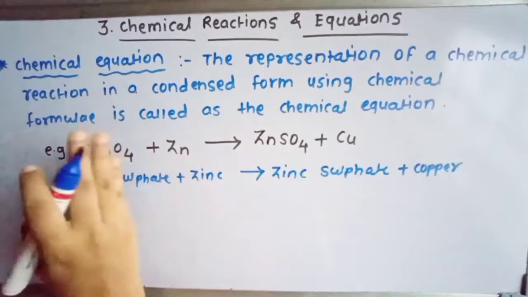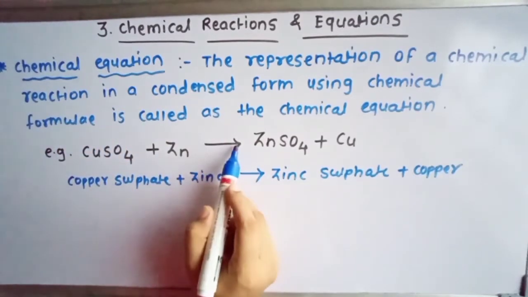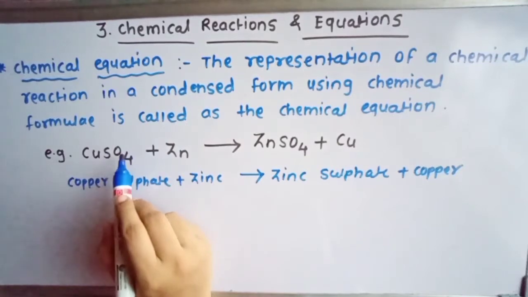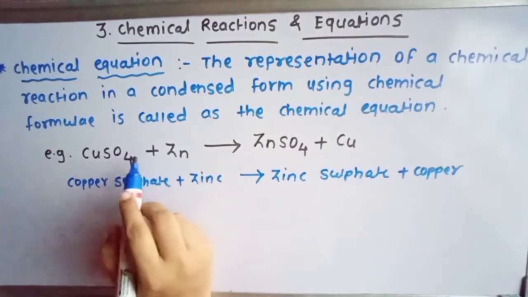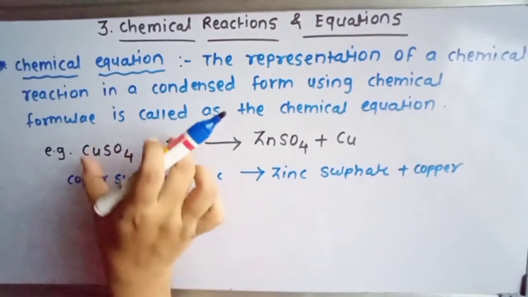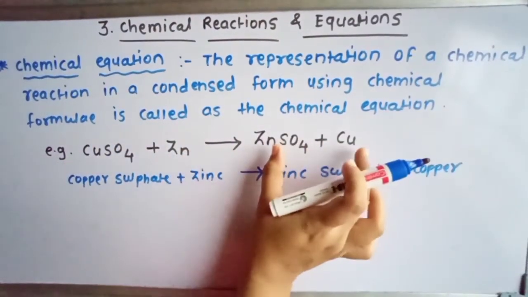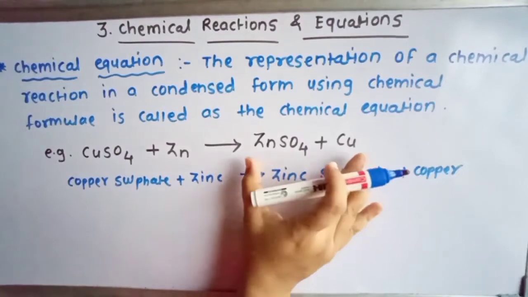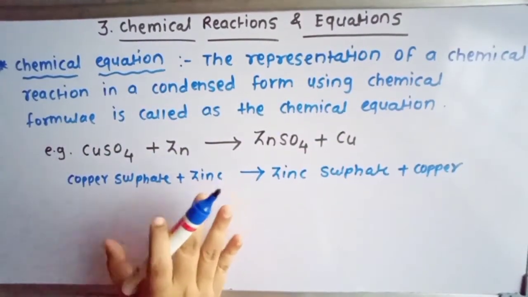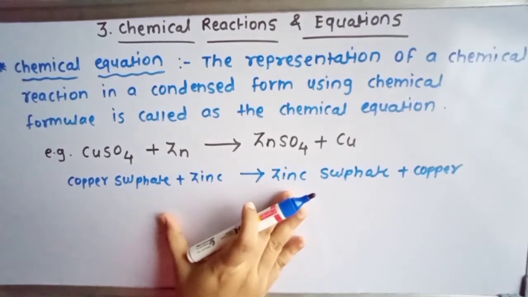Okay, and you have already studied this arrow mark. On the left side of the arrow the reactants are present. Reactant means those who react, or those who take part in the chemical reaction. So CuSO4 and Zn are the reactants here, and ZnSO4 and Cu are the products. Is this clear to you? So this part is understood.